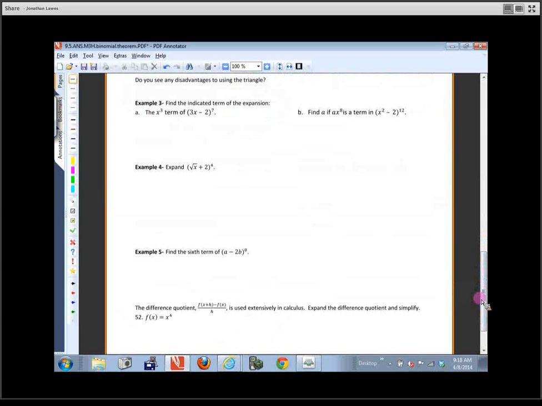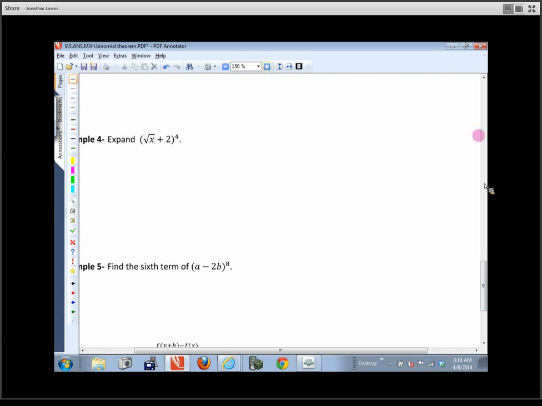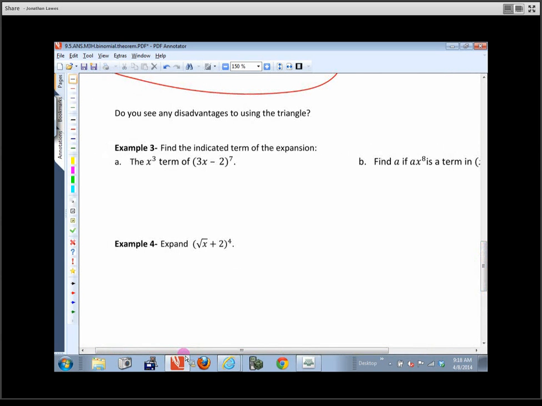Luckily, there aren't very many problems where you have to expand the entire thing. Some of the questions are phrased like this. It says, find the indicated term of the expansion. So for this expansion right here, find the third term. Now, I'm going to use the formula for this because I think that's going to be a little bit easier. And let me show you how we're going to do this.